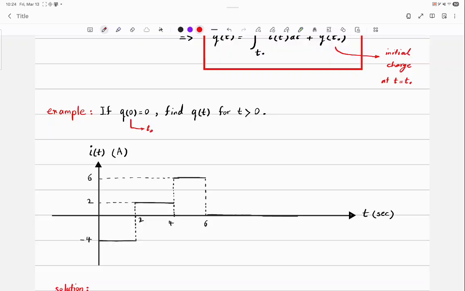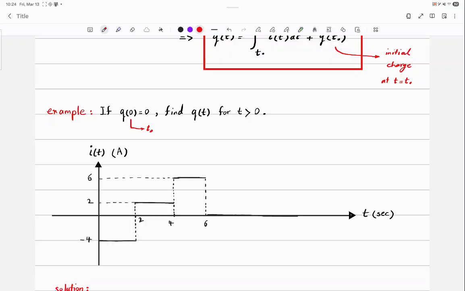We have to find current, we have to find charge for t greater than 0? Zero to 6? 0 to 2 plus 2 to 4 plus 4 to 6. Do you agree with him? Is it better to break the integral into 3 parts? Because it's a piecewise function. It's much easier to integrate it, right?